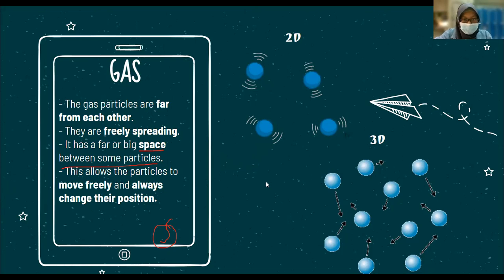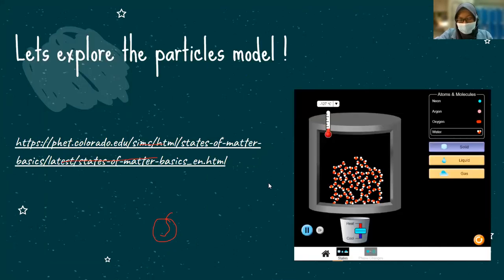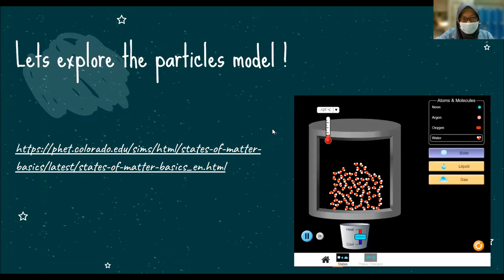Okay. But for this topic, we are not going to talk more about gas. We are only focusing on the liquid and solid. Okay, and this is the particles model. The link for the particles model, later you can explore on your own.